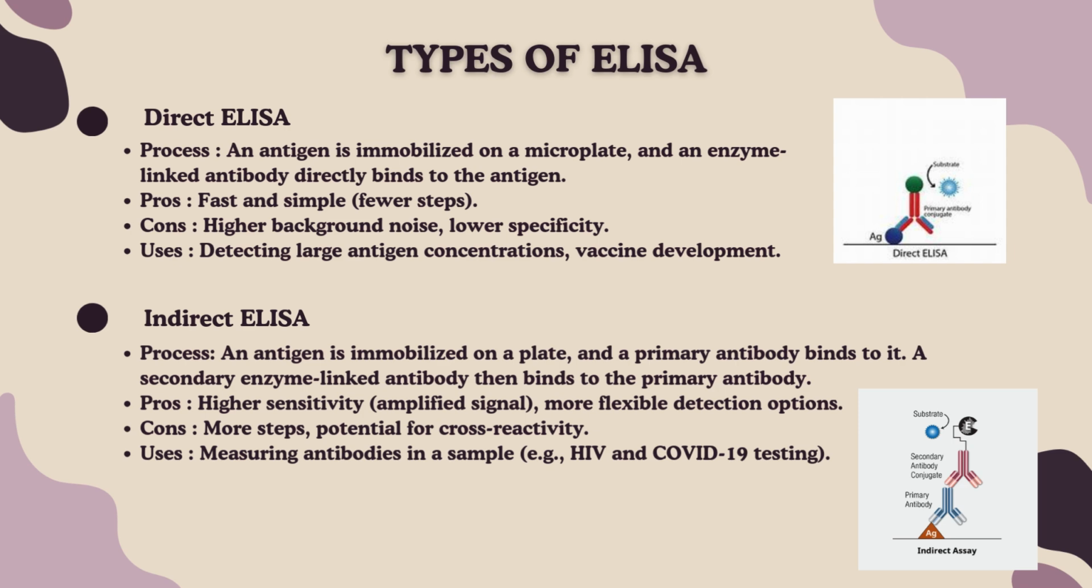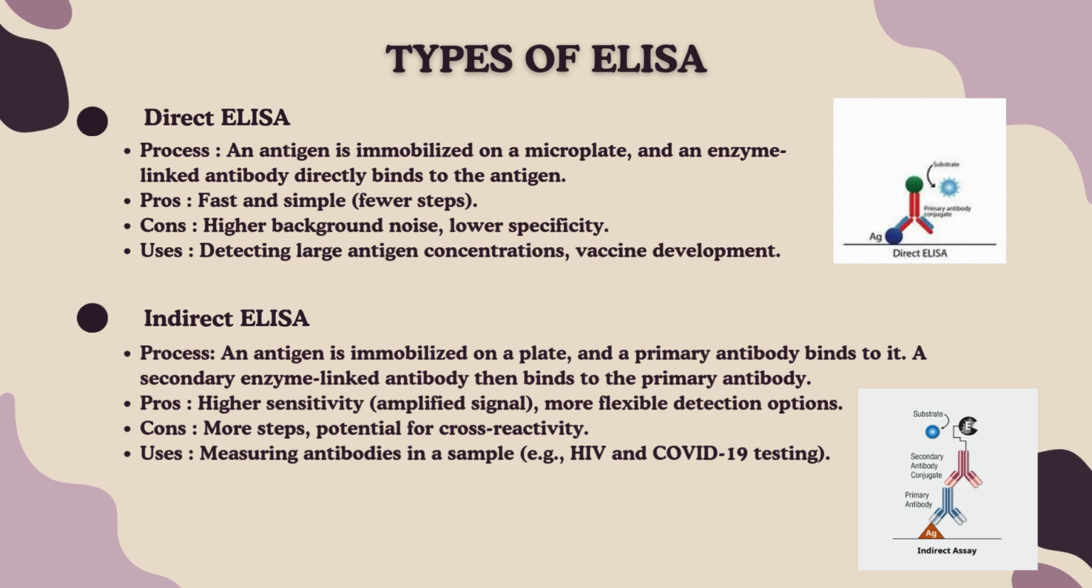For direct ELISA, the process is that an antigen is immobilized on a microplate and an enzyme-linked antibody directly binds to the antigen. The process for direct ELISA is fast and simple with few steps, and the cons for direct ELISA are higher background noise and lower specificity. The uses for direct ELISA are detecting large antigen concentrations and vaccine development.